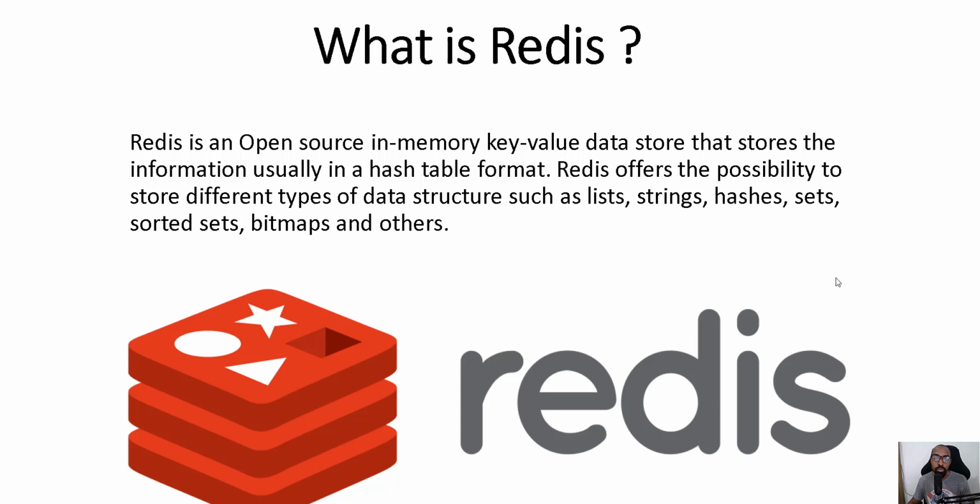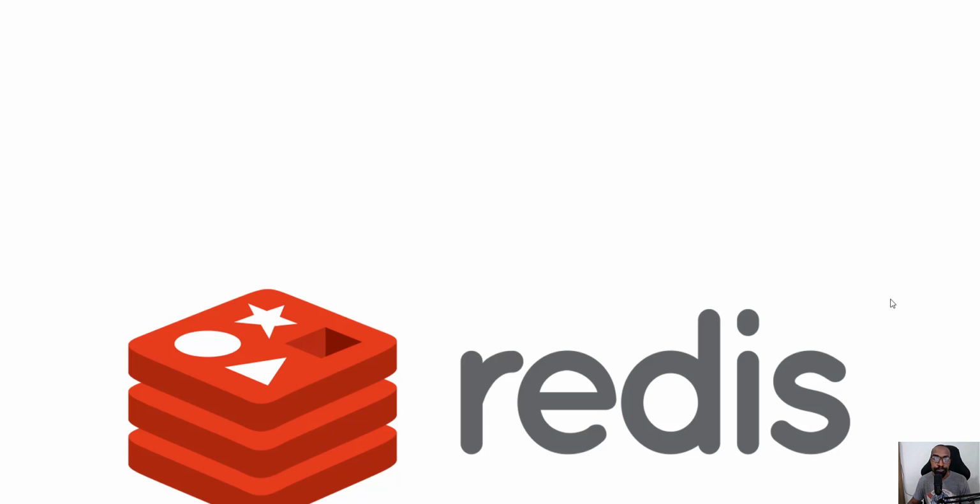Redis is an open source in-memory key-value data store that stores the information usually in a hash table format. Redis offers the possibility to store different types of data structures, such as lists, strings, hashes, sets, sorted sets, bitmaps, and others. If you go to the Redis website, you're going to see all the data types that Redis can work with listed over there, okay?